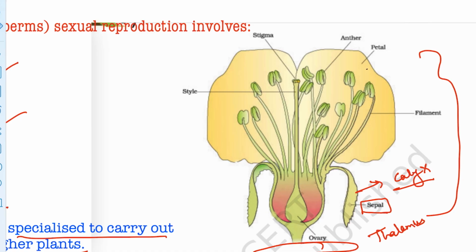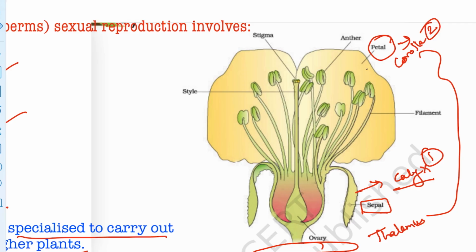Now, the second one is petal. Petal is the individual term for corolla. The first one is calyx, the second is corolla. Corolla is inner to calyx. So you can see here the petals or corolla are bright in color. Why bright? To attract the pollinators.